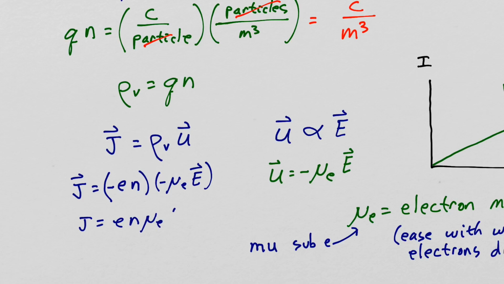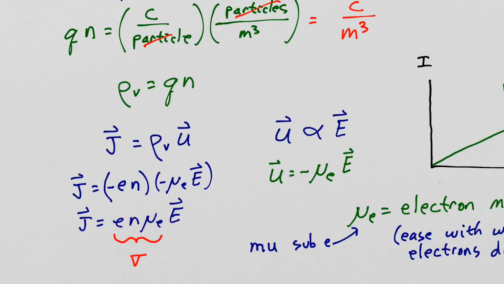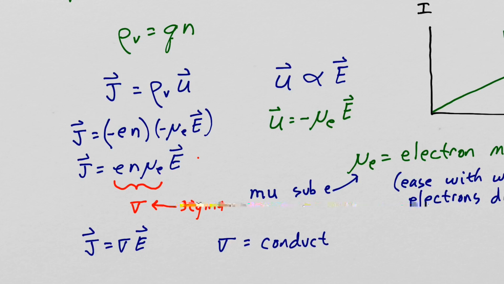For a given material, this quantity is a constant: the magnitude of the charge on an electron, the density of the conduction electrons, and the mobility of the electrons in the material. The product of these three terms we're going to call sigma. So the current density is equal to sigma times the electric field intensity, and this sigma is called the conductivity of the material. This equation is referred to as the point form of Ohm's law.